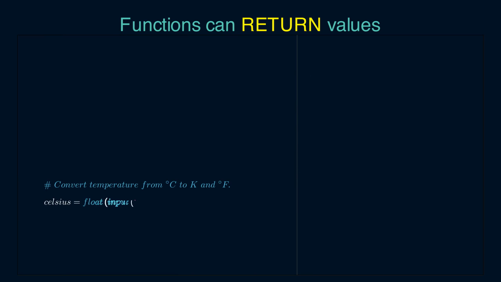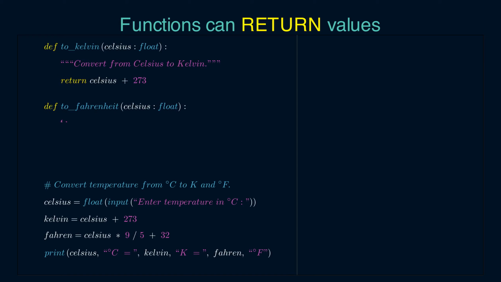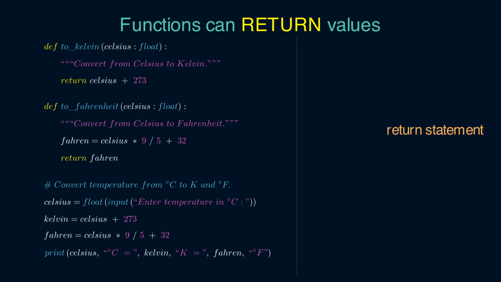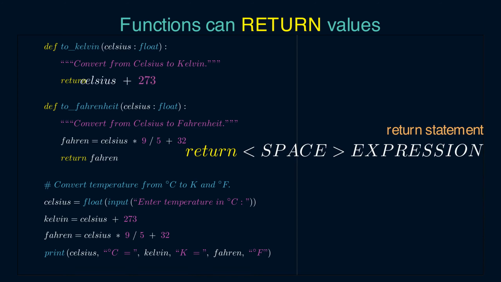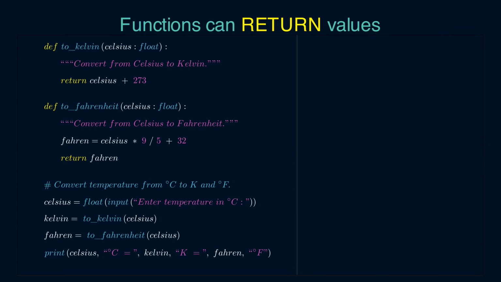Check out this program that converts temperature input from Celsius to Fahrenheit and Kelvin. Now, let's define 2 functions to do this conversion. One to convert to Kelvin, and the other to Fahrenheit. Both these functions have return statements. Keyword return, followed by a space, and an expression, whose value will be passed to the calling statements. Just like we annotated the parameter types, we can annotate return type also.